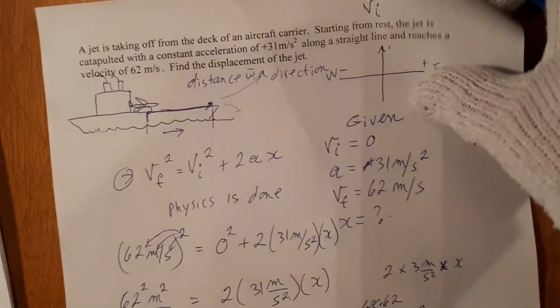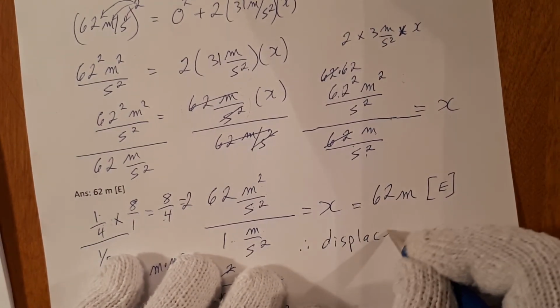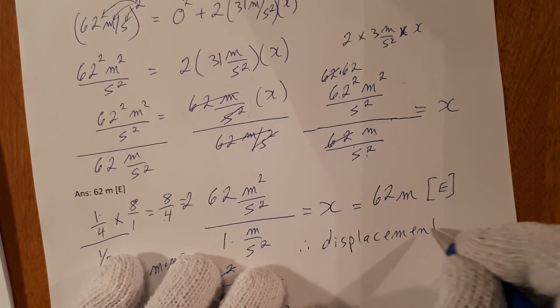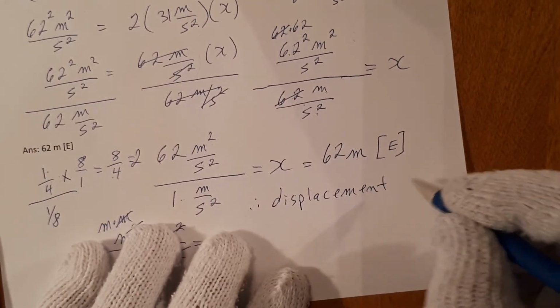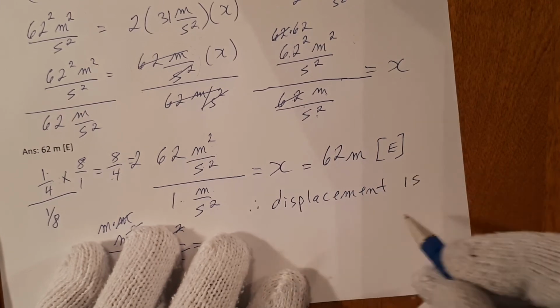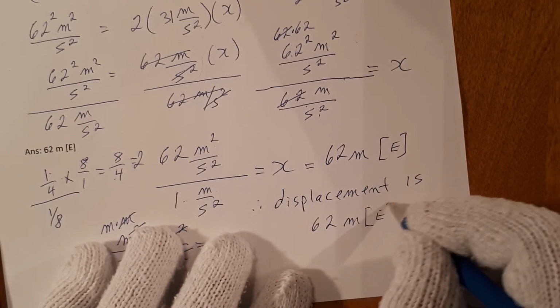Find the displacement of the jet. Therefore, displacement, or the distance traveled with a direction, that's what displacement is. Displacement is 62 meters east.